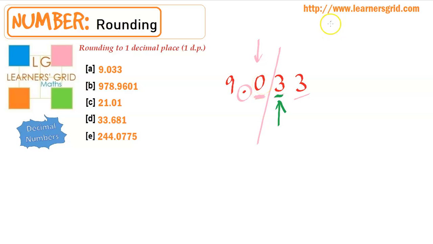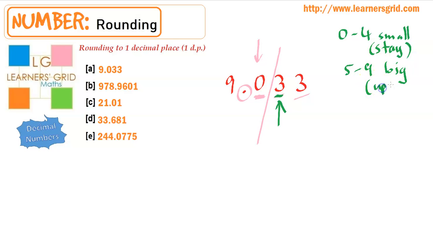So how do I make that decision? Here's the one thing that you really need to know that I mentioned earlier. If the indicator digit is from 0 to 4, you can consider that small, and that would mean that the target digit will stay the same. If the indicator digit is from 5 to 9, well, you can consider that big, and that means the target digit goes up by 1. So let's check it out in this specific case. The indicator digit is 3, that makes it small, which means this digit stays the same. So 9.033 rounded to one decimal place is 9.0.